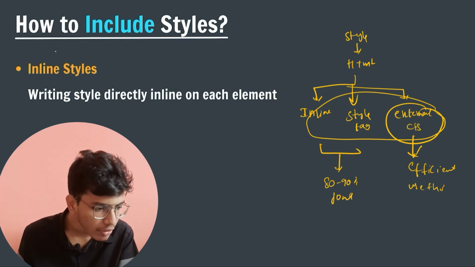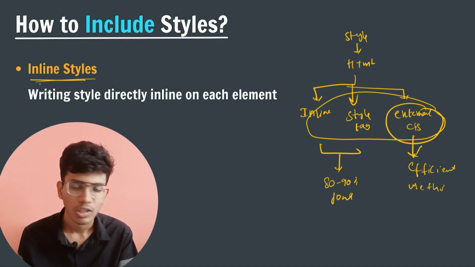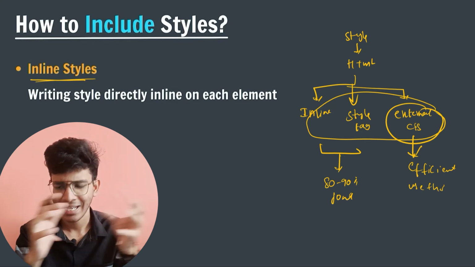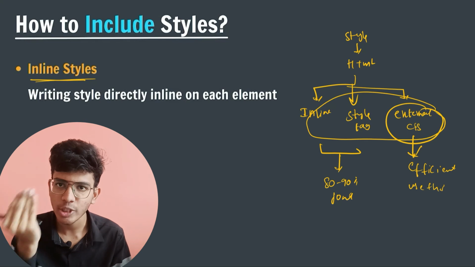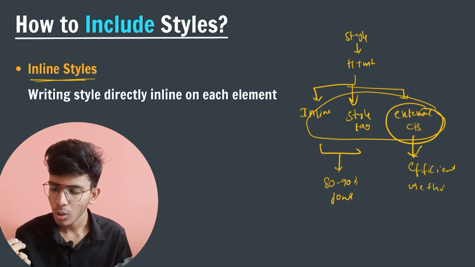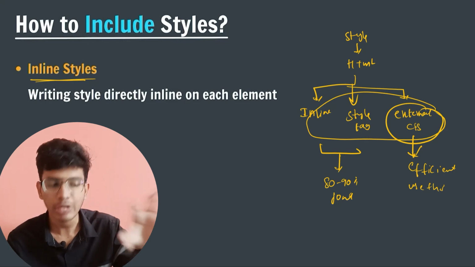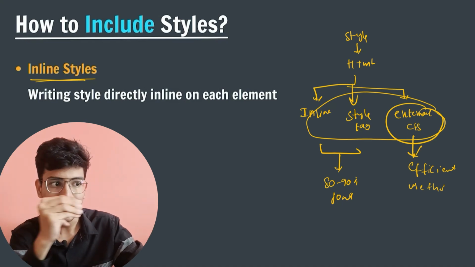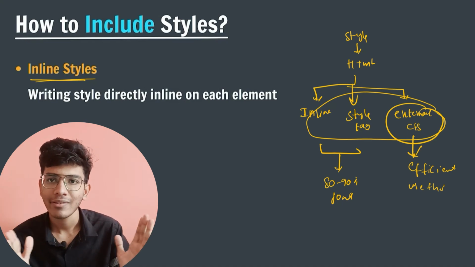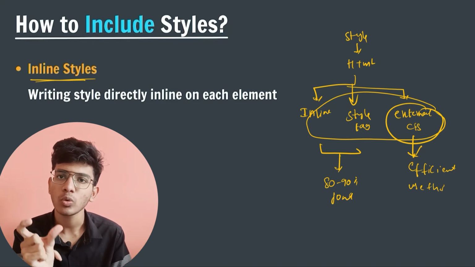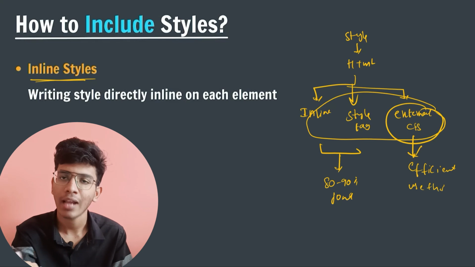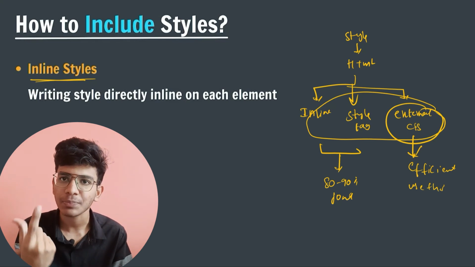So let us begin with our first one, that is inline styling. In an HTML document, we have multiple tags, multiple HTML elements. So what I will do is, individually for each and every HTML element, I will go into that element and add an attribute called style, and I will add my respective properties.